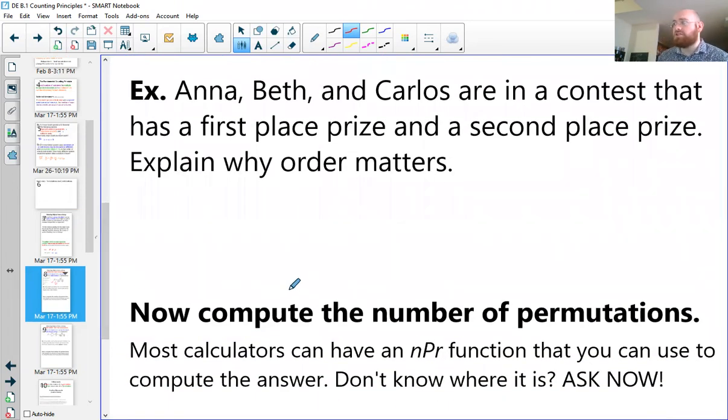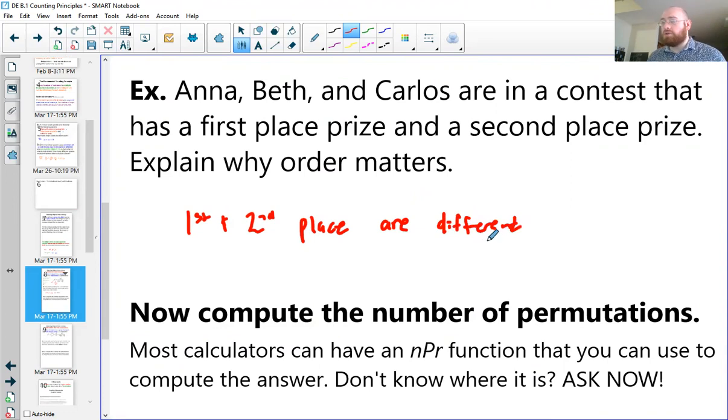Anna, Beth, and Carlos are in a contest that has a first place prize, a second place prize, and a third place prize. Explain why order matters. So order matters because first and second place are different. So the order in which we pick them is also going to matter.